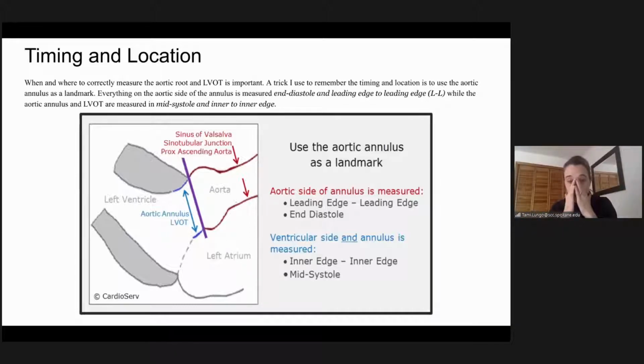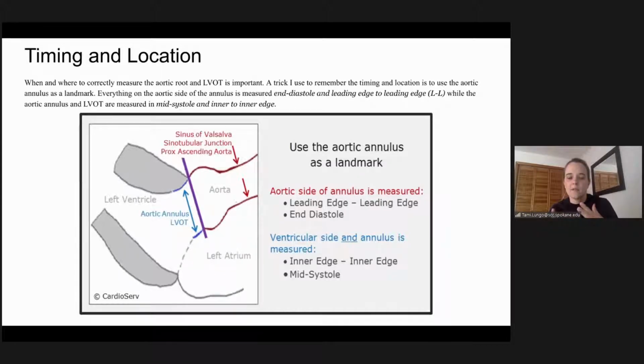Okay, so this right here, I think we've shown you 100 times: you measure your LV outflow tract before the valve, like I've said, 0.5 millimeters in a normal patient, inner to inner, mid-systole, so the aortic valve is open.